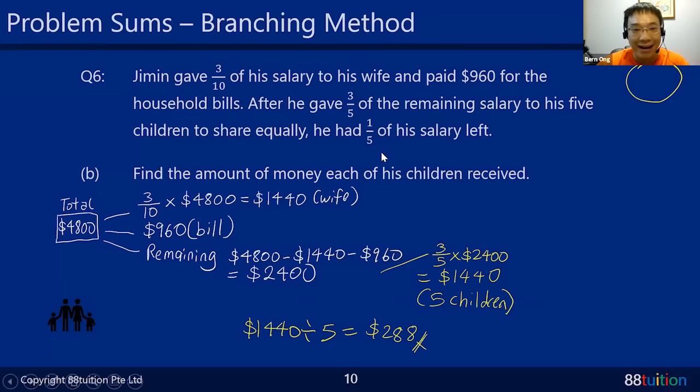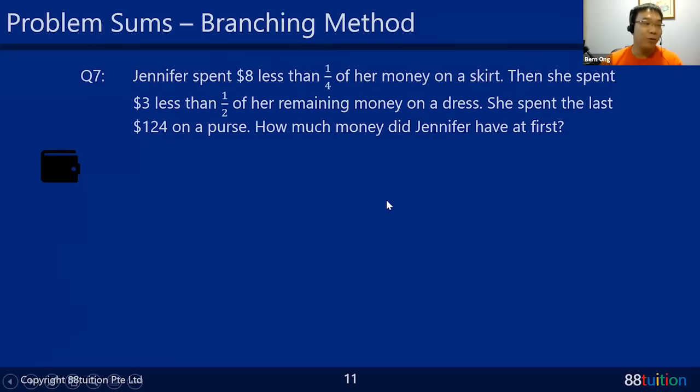Okay. Anyway, question 7. As I say, this will be your homework, right? Okay, some of you already done the homework already. Good job for you. Okay, good job. Can I just give you the answer? All right, I want to do this question the first thing on the next lesson. All right, the answer is actually $312. You can write this down. $312. Okay, so this will be your homework.